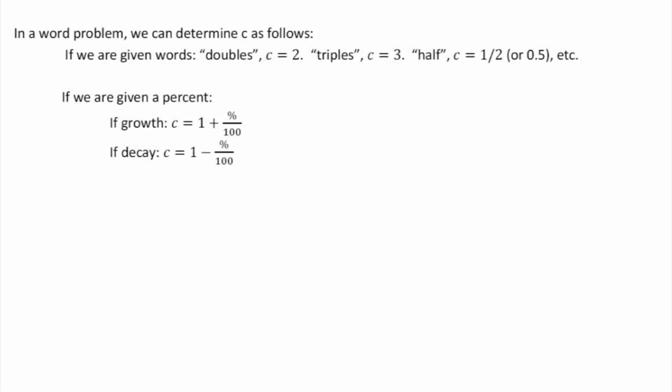In a word problem, we can determine c as follows. If we're given words like doubles, then we know c is 2. If it says triples, then we know c is 3. If it says half, then c is 1/2 or 0.5, and so on.